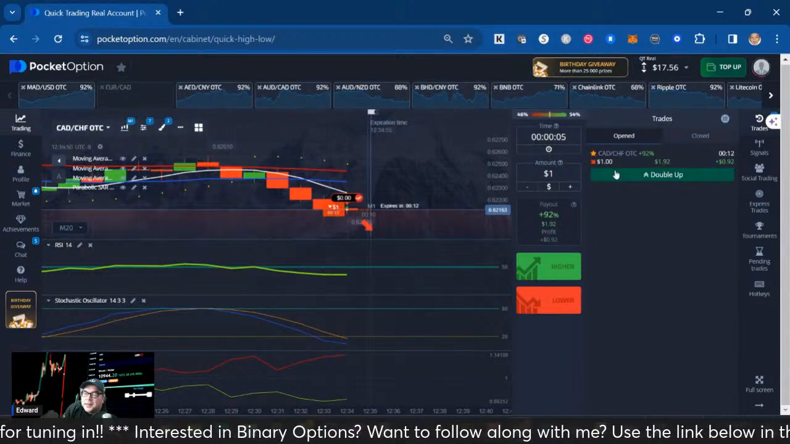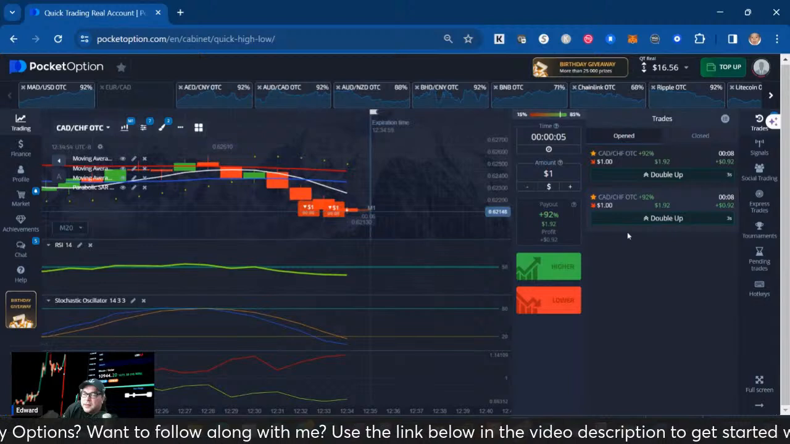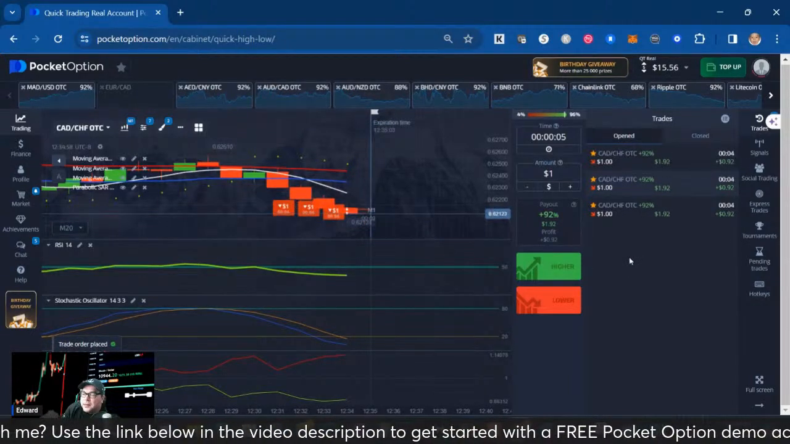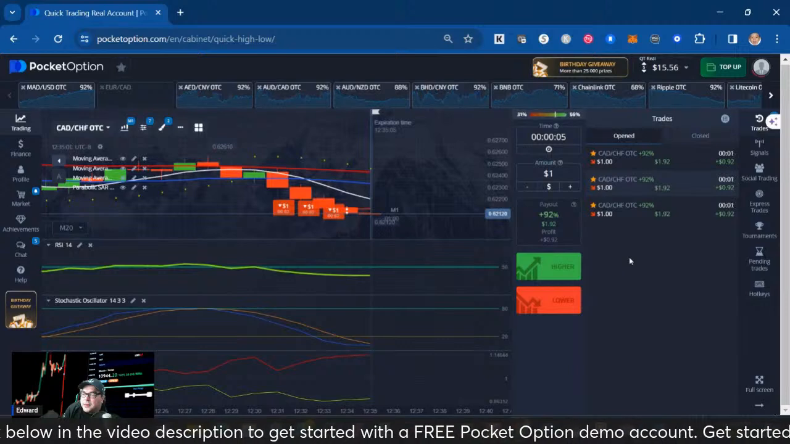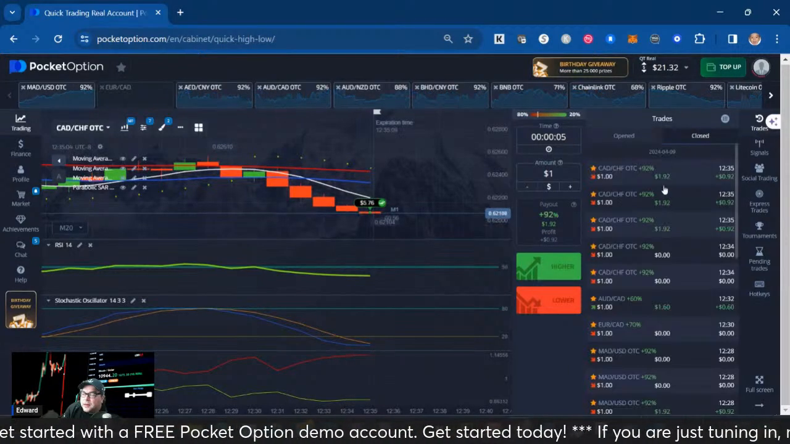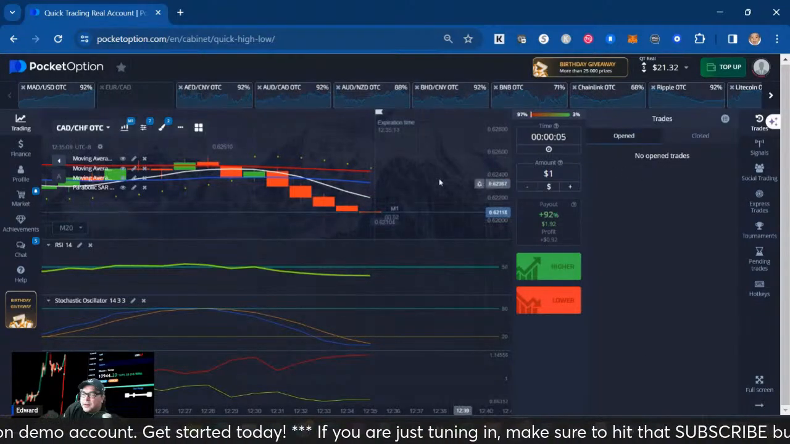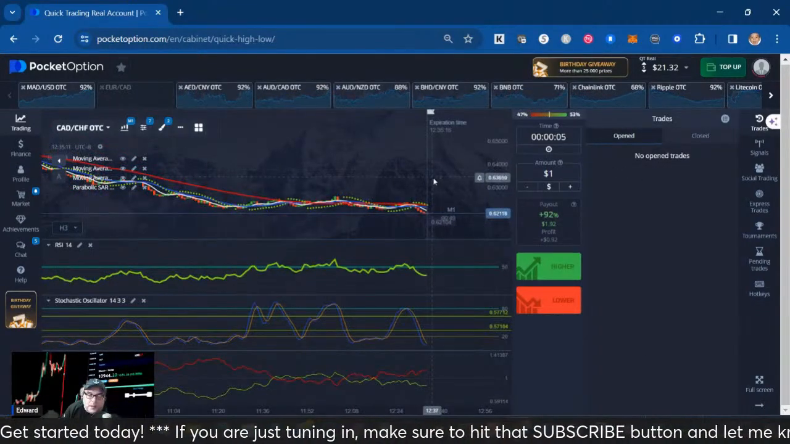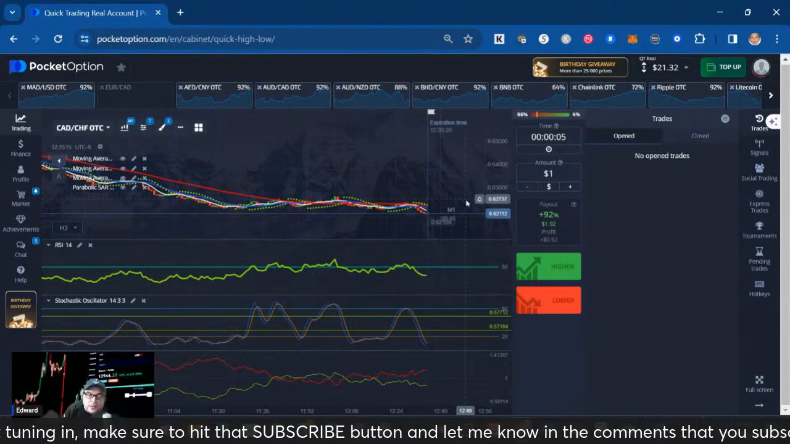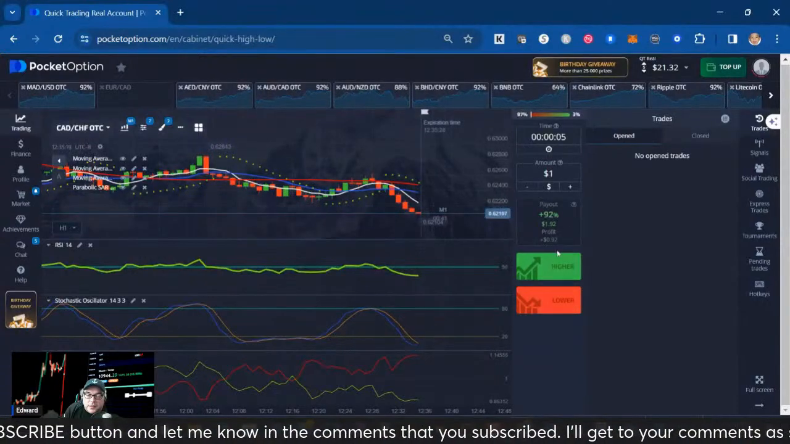14, 13, 12, 11, 10. I hit double up. See if there we go. I'm going to hit double up again. 4, 3, 2, 1. Awesome. So we just got 3 in a row there. Two off a double up, one off the original entry. So those of you just tuning in, we started at $20. We're now at $21.32. And it looks like this thing may be continuing down again.